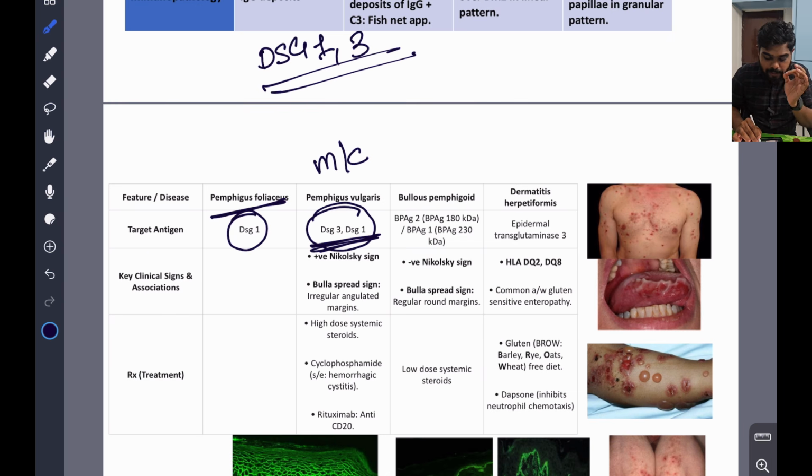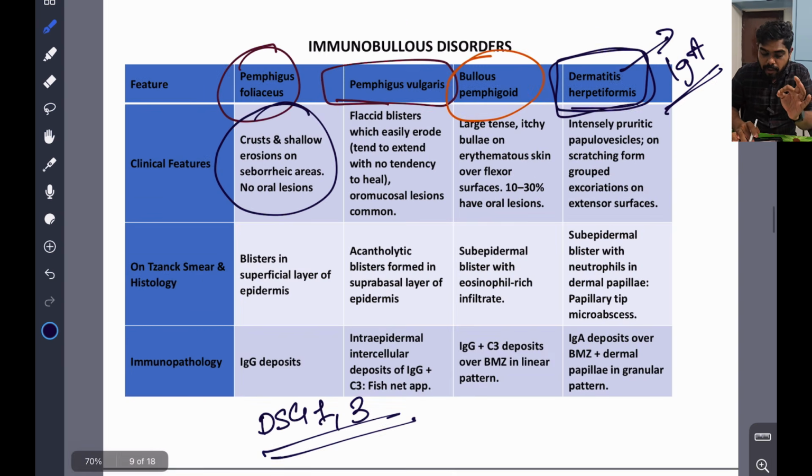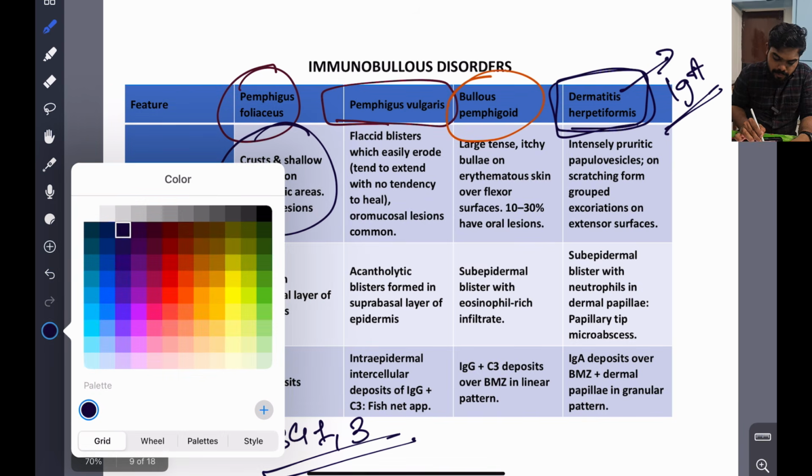Desmoglein 1 is targeted by both foliaceus and vulgaris, and desmoglein 3 is targeted by vulgaris. Desmoglein 3 is rich in the oral region, so it causes oral lesions in pemphigus vulgaris. So oral lesions are the classical feature of pemphigus vulgaris. Now we will see the individual things.